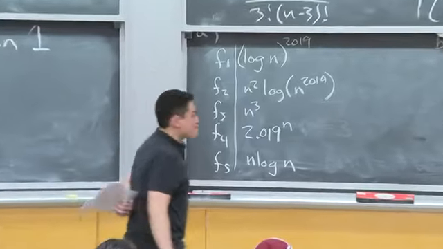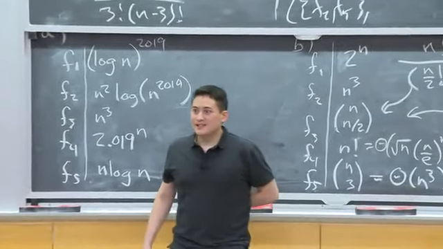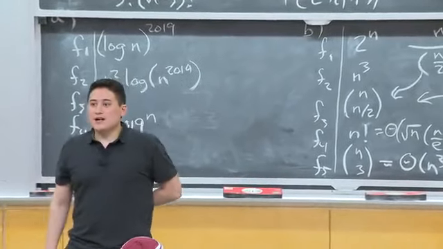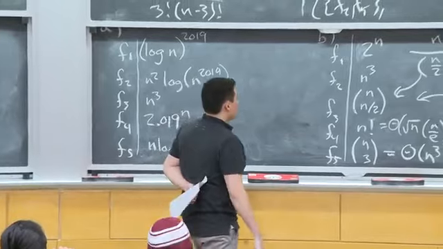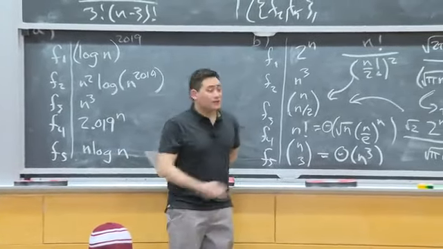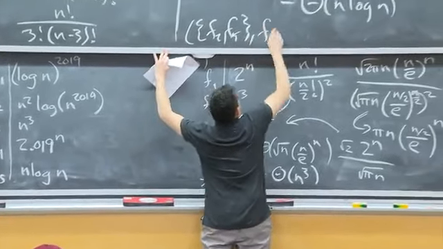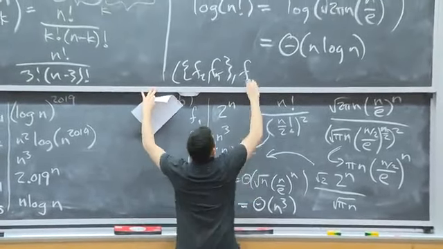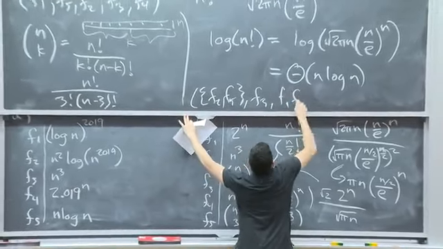So why would F3 be before F1? We get that 2 to the n divided by a polynomial factor, right? So it's going to be slower asymptotically than the first one right there, right? So you got it right. What is it? F3, F1, and F4.